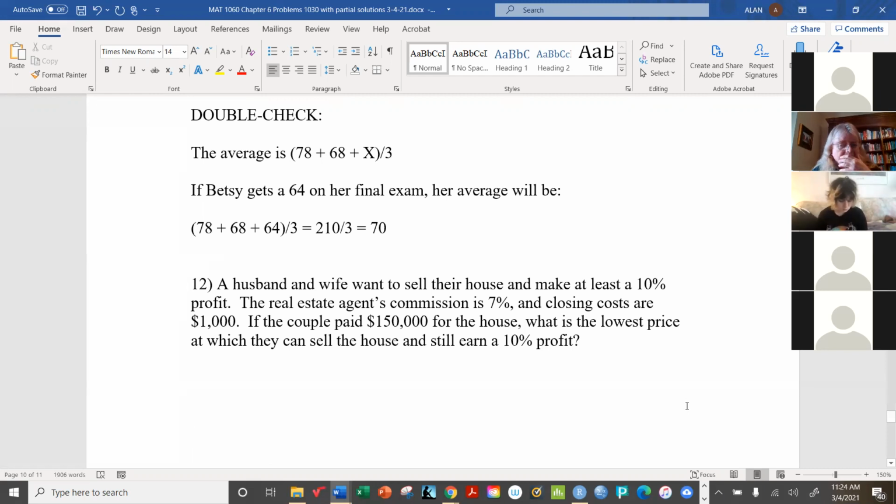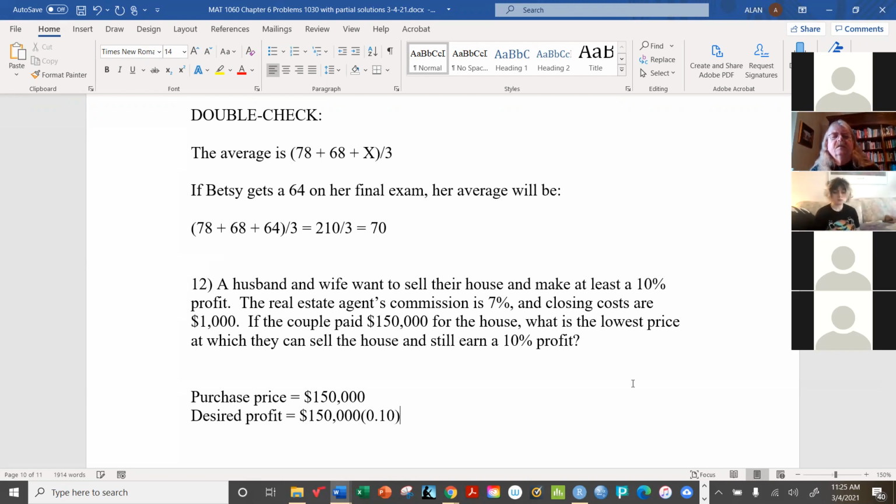Now, this one's a little different. This one's kind of interesting, but it's also a little bit challenging because what they're trying to do is, it turns out that they paid $150,000 for this house and they want to make a 10% profit when they sell it. Okay, so the purchase price is $150,000. The desired profit is 10% of that.